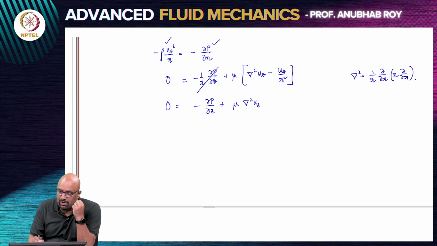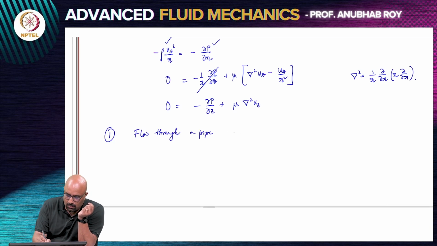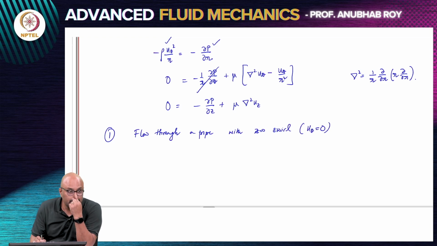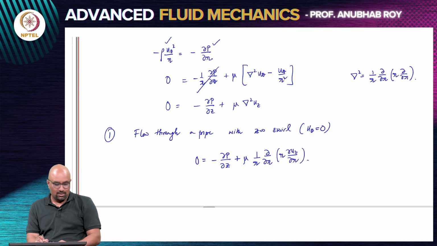So what we will do is we will take two problems. The first one we are doing is flow through a pipe with 0 swirl. 0 swirl means u theta is equal to 0. There is no rotation in the problem. So if there is no swirl in the problem, then the only equation you have to now deal with is the axial momentum equation. So it becomes a fairly straightforward equation.